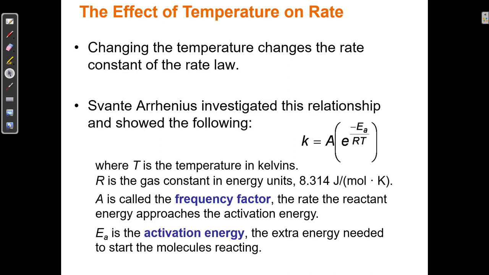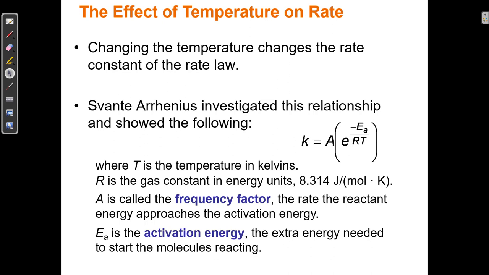If we change the temperature and we change how quickly the particles are moving through space, then we change the way in which they react when they collide with each other. So mathematically, this changes the rate constant of the rate law.